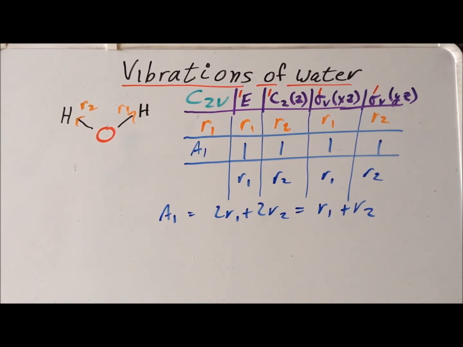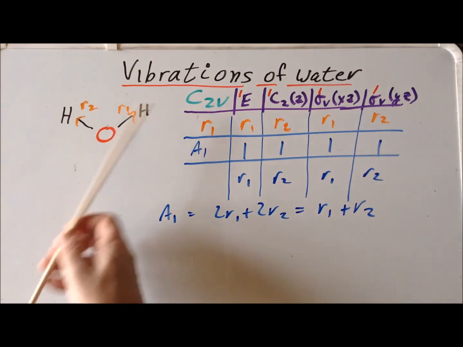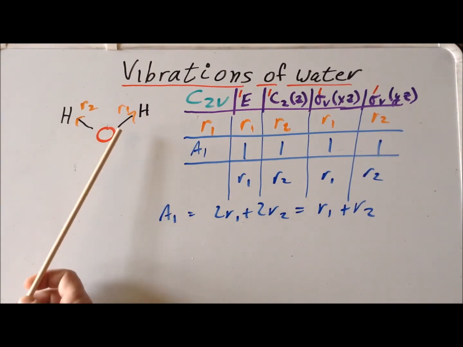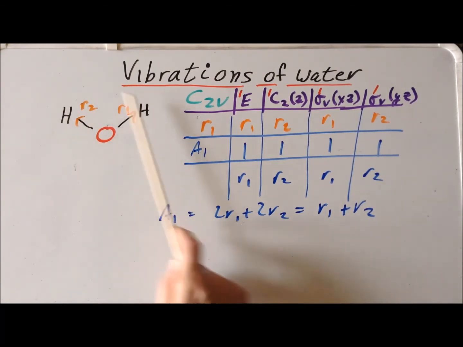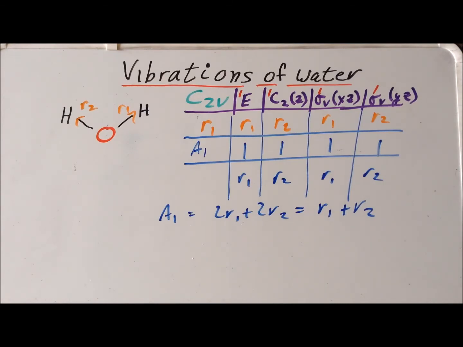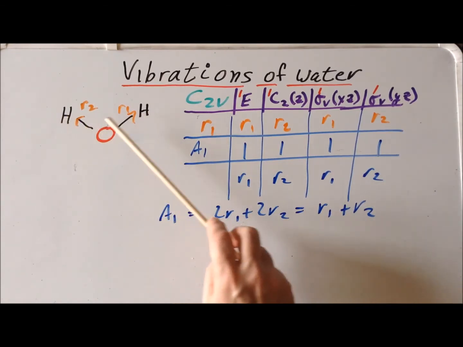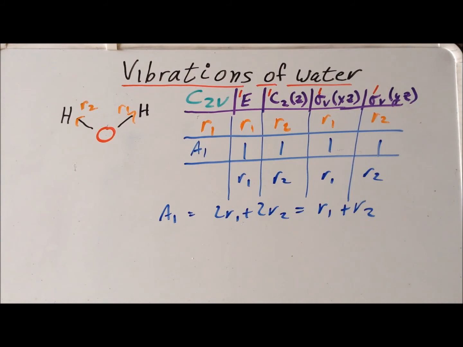And a way to interpret this particular vibration, since the coefficients of R1 and R2 are both positive, this is consistent with both bonds getting bigger at the same time and then getting smaller at the same time. So this is often referred to in spectroscopy as a symmetric stretch, because both bonds are getting larger or smaller at the same time. So we see that this is the A1 symmetry. We also have stretches of B1 symmetry.